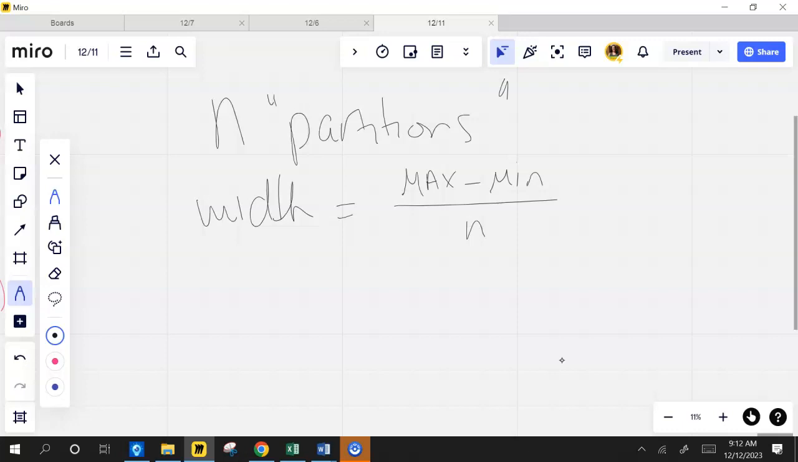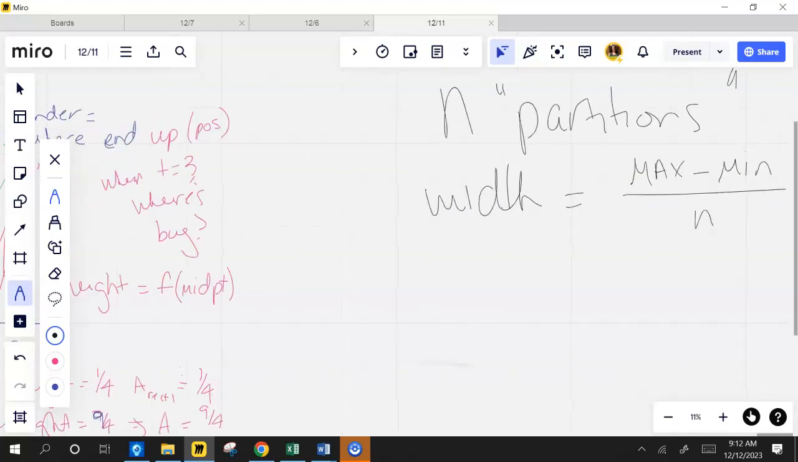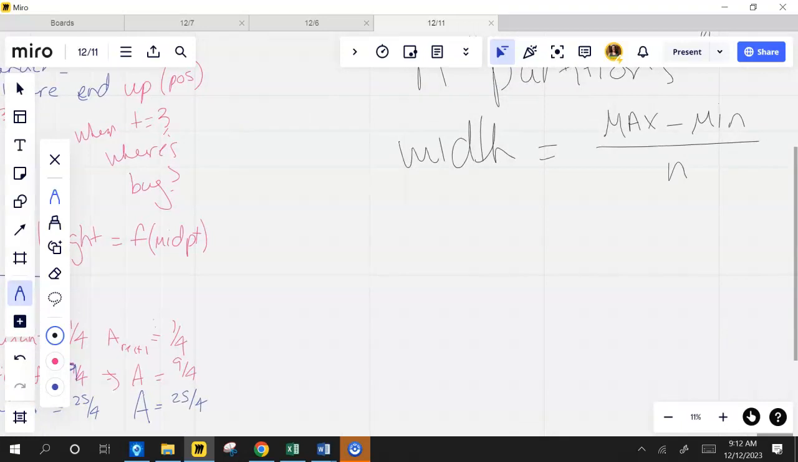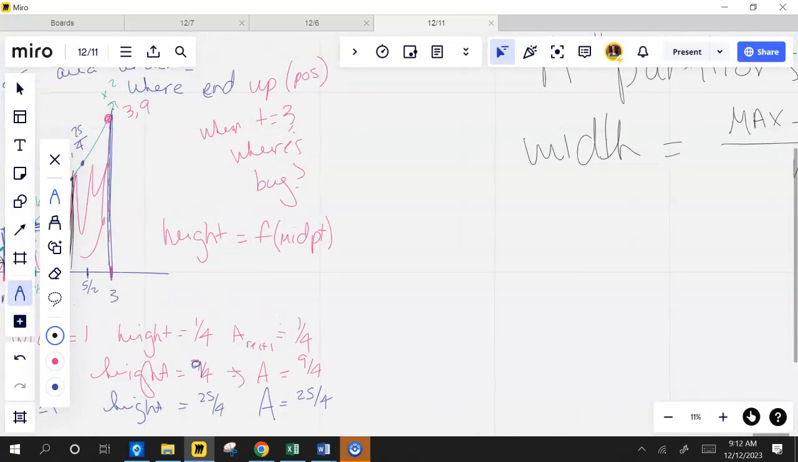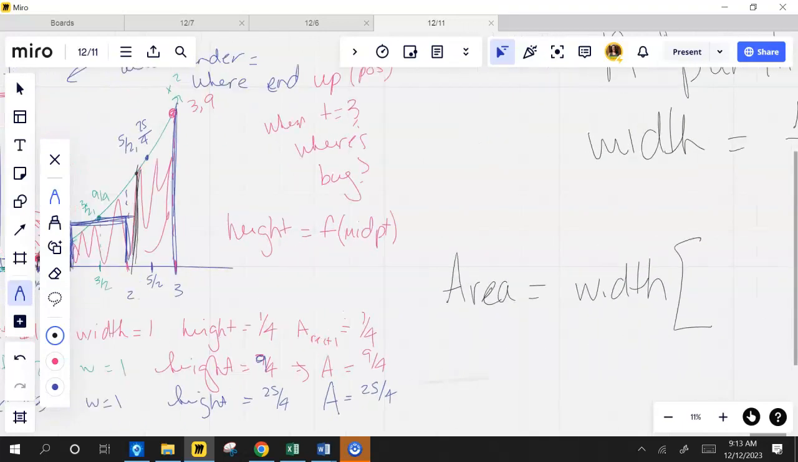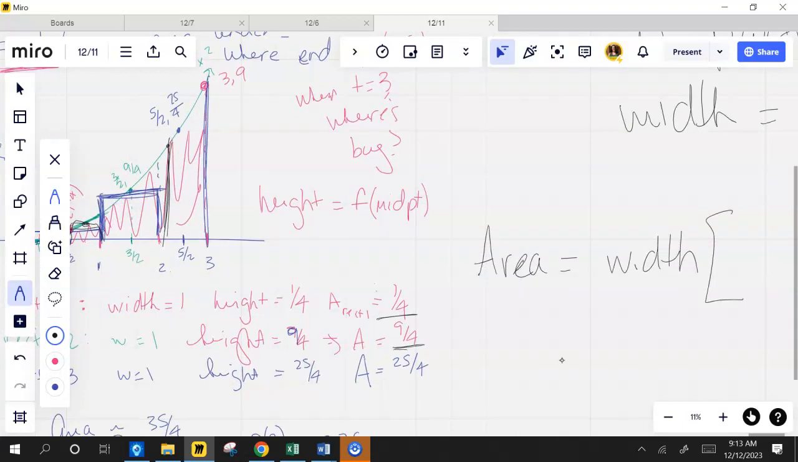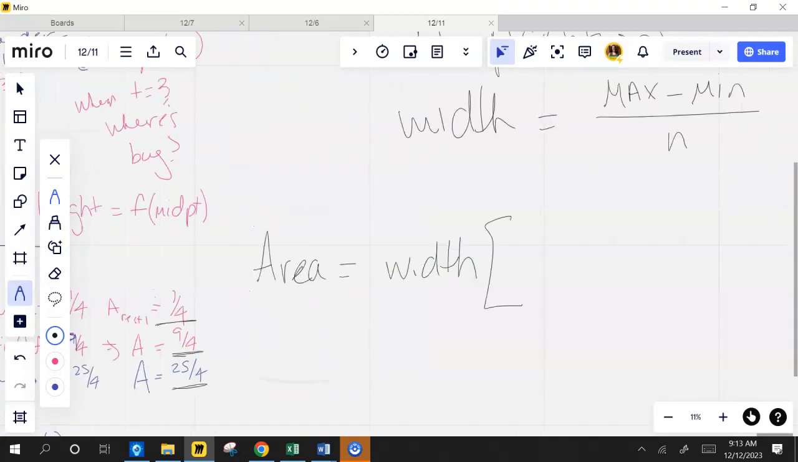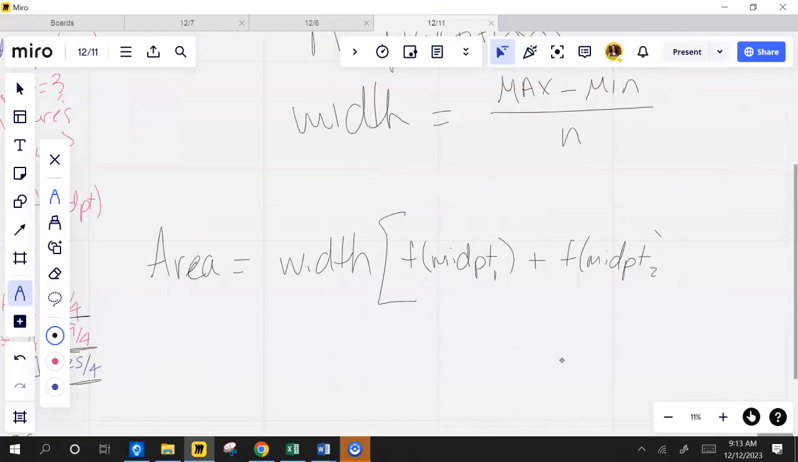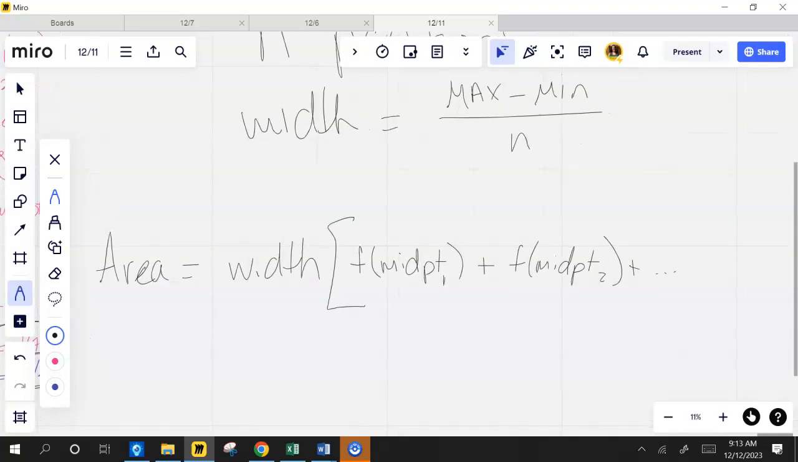Does that make sense? And so I could really simplify this whole equation down a little bit because I've got to have the same width. I'm going to do equal rectangles, right? To say that my area under that curve is going to be whatever my width is times, and then each of these, if you look, what really am I doing? I'm just finding f of each midpoint. So midpoint 1, midpoint 2, until I get to that very last midpoint.